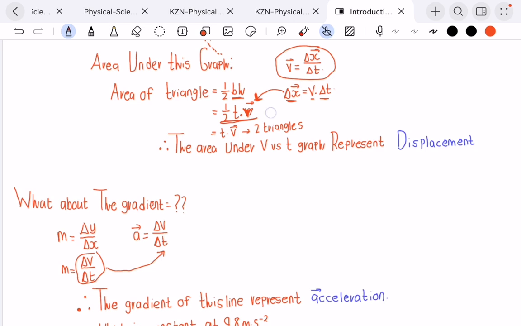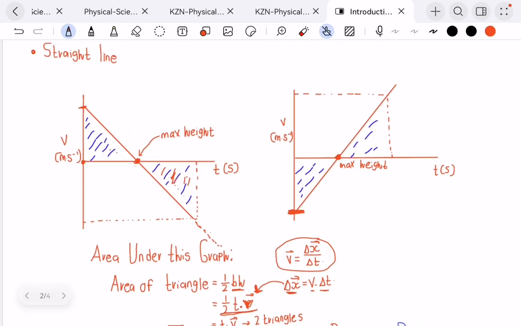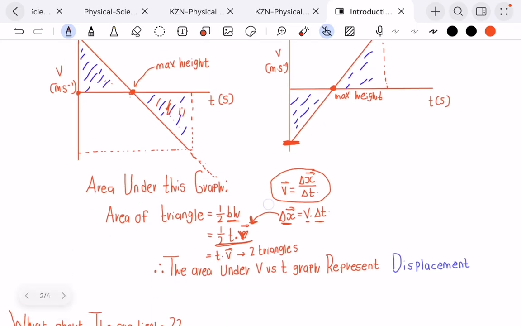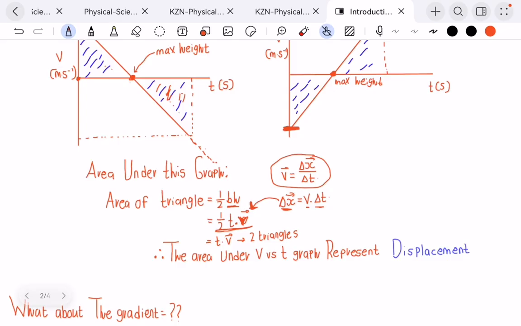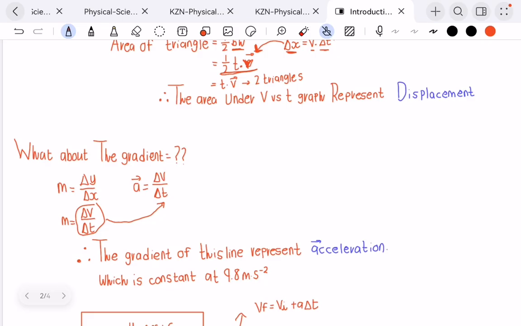But remember, the gradient of this line, because it's a straight line, is constant, it does not change, meaning that it has a certain value which is constant. And then we have to recall that as our object is moving, we said that it's going to undergo a constant acceleration of 9.8 meters per second squared, meaning that our gradient is going to be this value, 9.8 meters per second squared, right? It's always constant, right? So our gradient is always like this for the velocity versus time graph. It represents the acceleration, which is 9.8 meters per second squared.